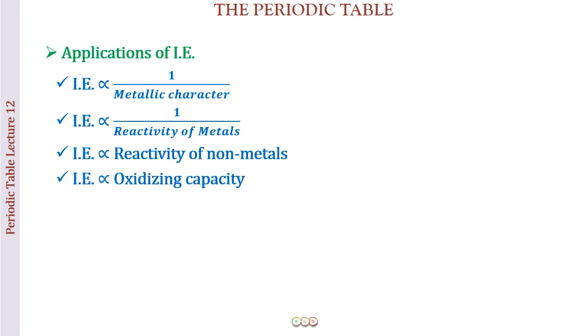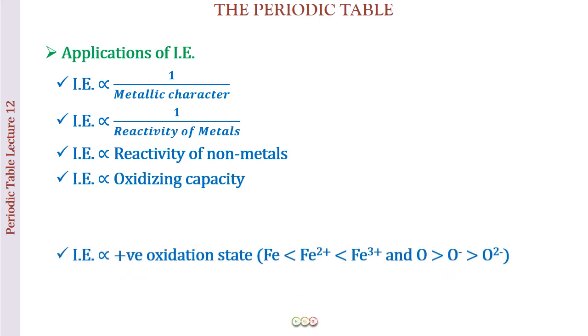Then we can understand the oxidizing capacity also. So the elements are good oxidizing agents when they get reduced themselves. Getting reduced means gain of electrons, and gain of electrons means not wanting to lose electrons. Not wanting to lose electrons means they should have high values of ionization enthalpy. So if the element has high values of ionization enthalpy, they are good oxidizing agents.